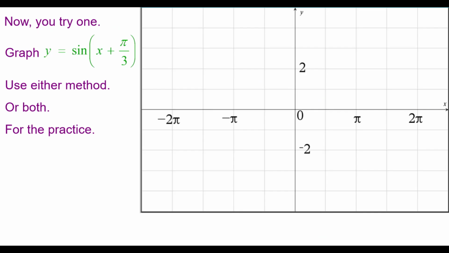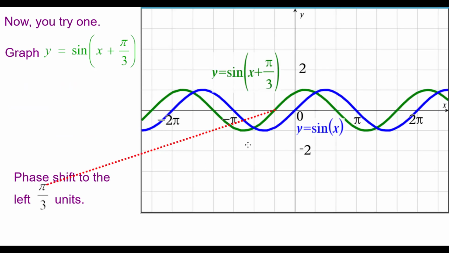Now you try one. Graph y equals the sine of the quantity x plus pi over 3. Use either method or both for the practice. Pause as needed and resume when you're finished. And here you can see that the green curve has a phase shift to the left of pi over 3 units. Notice our units along the x-axis here.